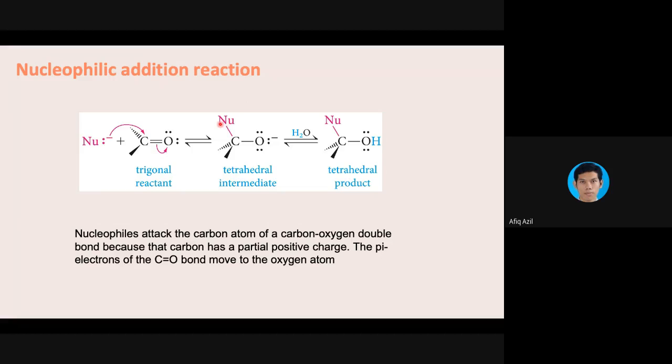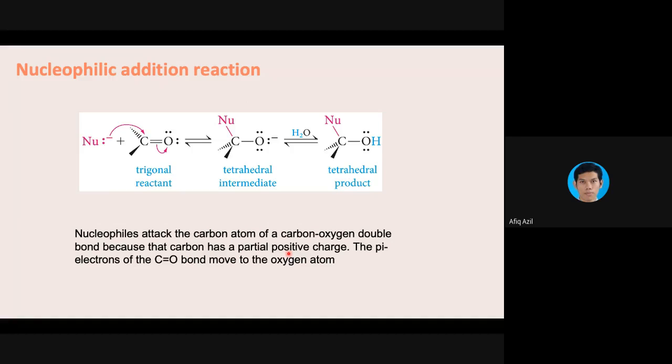Here the nucleophile will come in and attach to this carbon. This electron pair will move to this oxygen, so this oxygen will become negative. Then, with the addition of water, this oxygen will take one of the hydrogens. So this is the product.